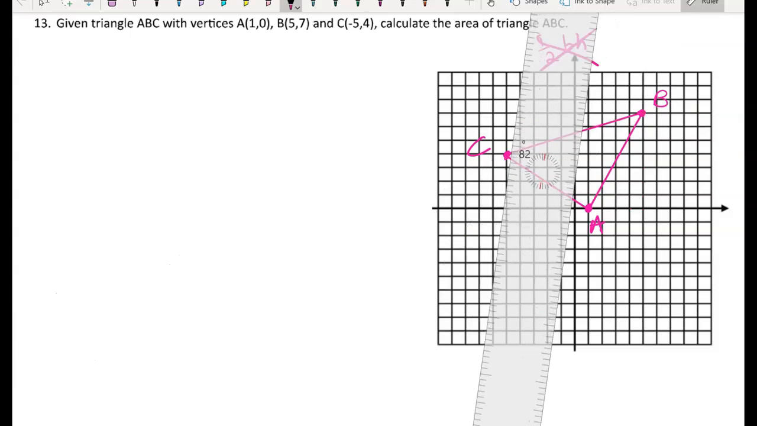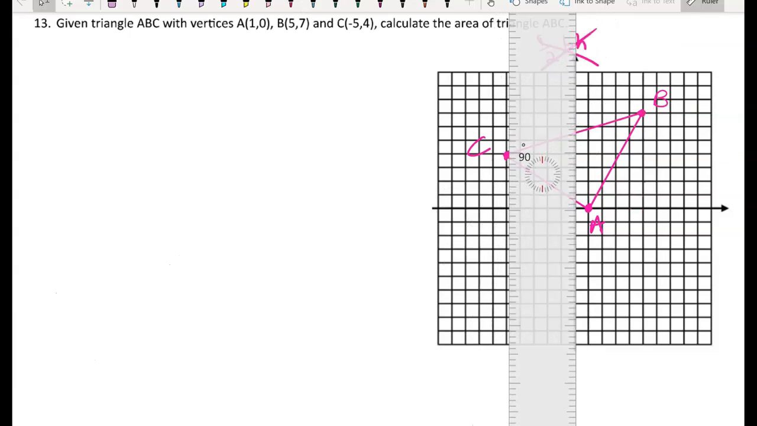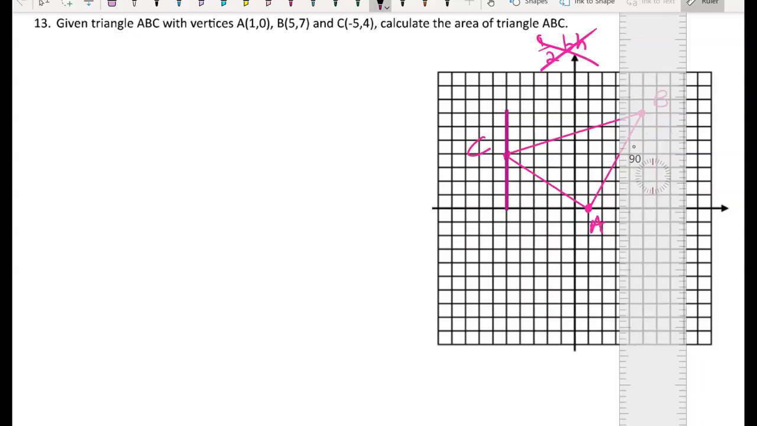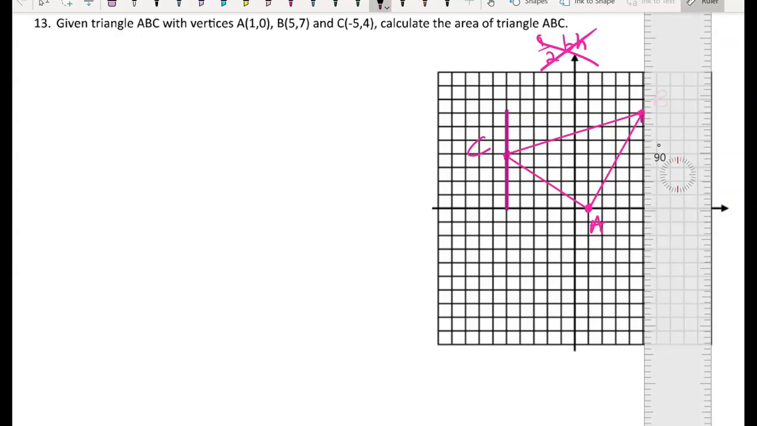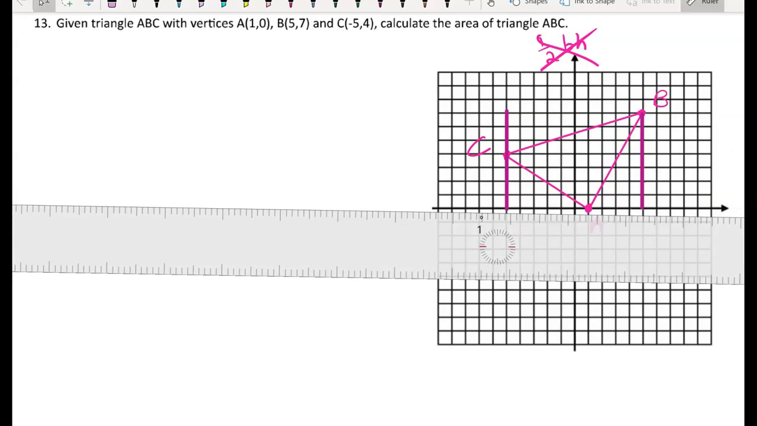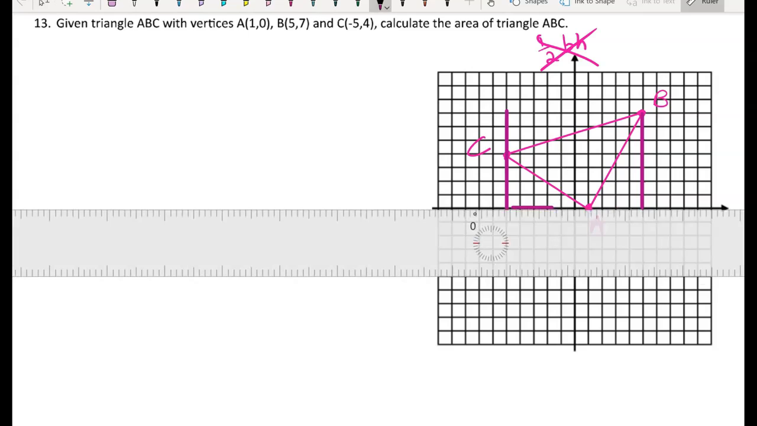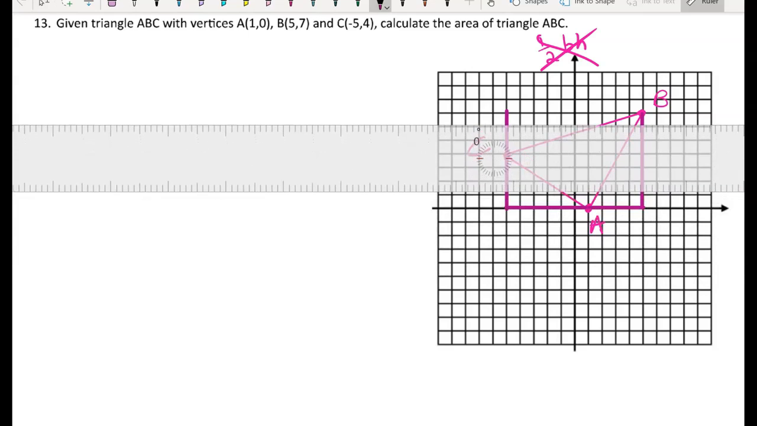So the strategy here is to box the figure in so we can find the shaded area and subtract away. So I'm actually going to draw a rectangle around my triangle so that it's perfectly encased, so that all the vertices of the triangle touch the edge of the rectangle. So it should look something like this. That's what I'm doing in purple there.